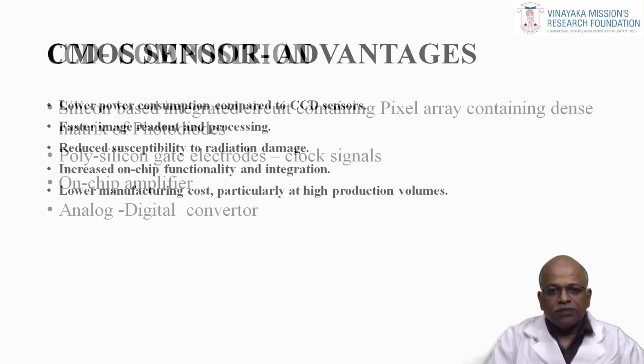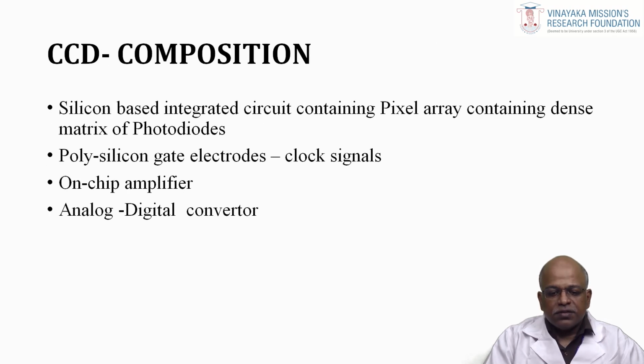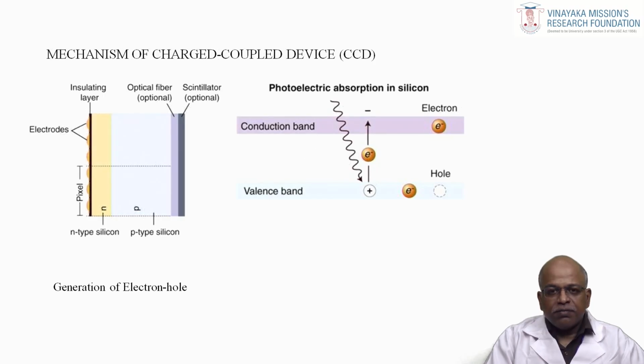high production volumes. The composition of charge-coupled device sensors is also based on silicon-based integrated circuits containing a pixel array, a dense matrix of photodiodes. These photodiodes are capable of capturing the light, and in addition they contain polysilicon gate electrodes which help in clocking the signals received by the sensors. Apart from this, there is an on-chip amplifier which amplifies the incoming signals, and the amplifier also has analog digital converters. This is the mechanism of charge coupled device.